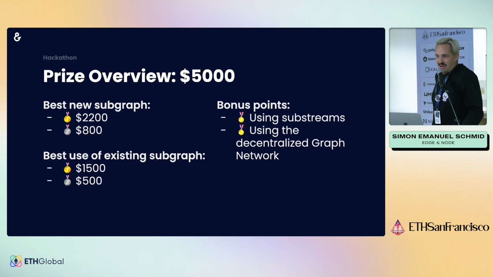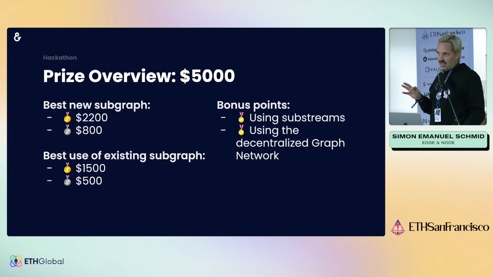If you use The Graph, we have two tracks. The one is best new subgraph. That's the first thing we will look at. The best one will get $2,200, runner-up $800. And then you can also use existing subgraphs. There are tons, and I will show you where you find them. Because this is much easier, the bounty is a little bit lower.